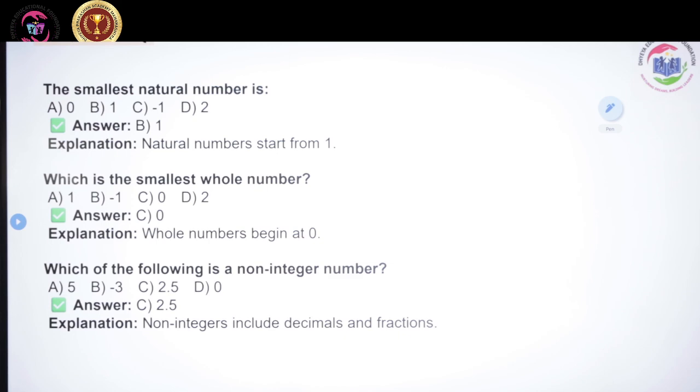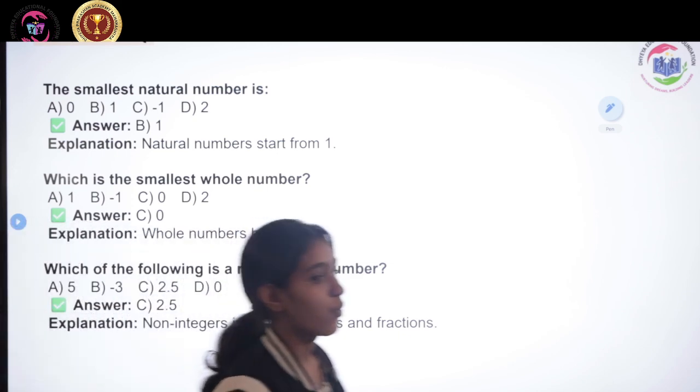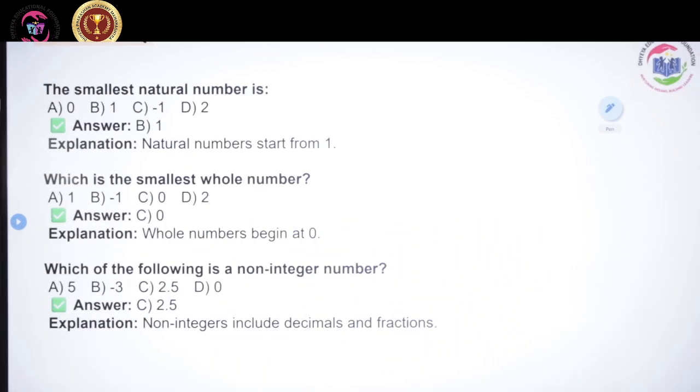The smallest natural number, we have to find which is the smallest natural number. A 0, B 1, C minus 1, D 2. Which one is the smallest natural number? Natural numbers start from 1 to infinity. Then we have to find the smallest natural number. That means the smallest natural number is 1. Then which option is correct? Option B is correct.